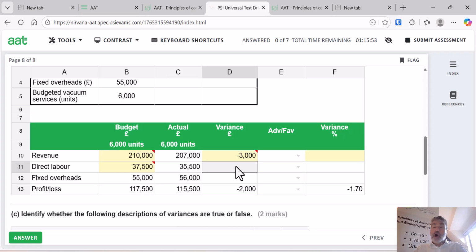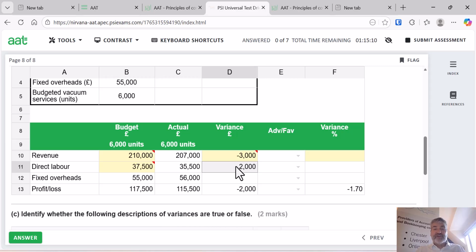Remember, we're talking about costs now, because we're talking about direct labour in row 11 and fixed overheads in row 12. So the comparison of the two numbers, so for direct labour I can see that the actual cost, 35,500, is £2,000 lower than the budgeted cost. Now, it's a cost. Is that a good or a bad thing? Well, if I've spent less, then that's got to be a good thing. In terms of I've been more economical, my profit will therefore benefit as a result. So I want to show the £2,000 variance as a positive number.